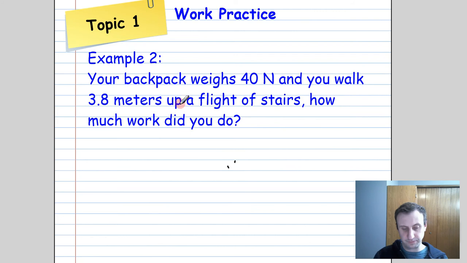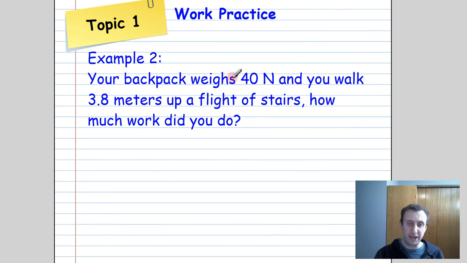Example 2. Your backpack weighs 40 newtons and you walk 3.8 meters up a flight of stairs. How much work did you do? Give this one a quick try on a piece of paper, okay, and then tell me the correct answer. Now let's go through it together so you can check your work.